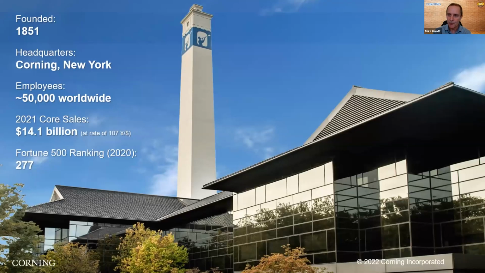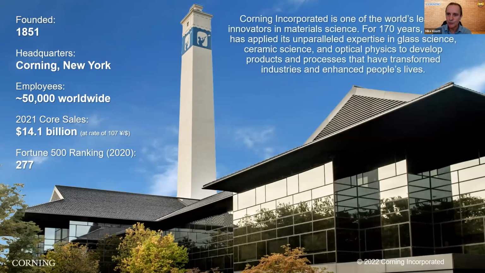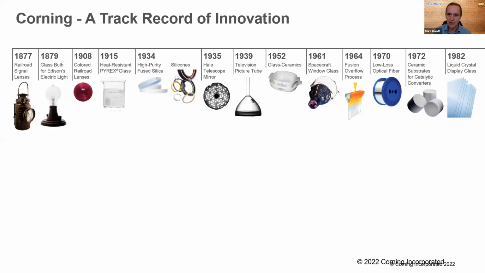Corning is, for an American company, a historical company. It's 171 years old. It's actually based in a small town in upstate New York called Corning. So Corning, the business, takes the name from the town. And Corning has about 50,000 employees worldwide and $14 billion of turnover. So, it's a big organization and a very proud track record of innovation.